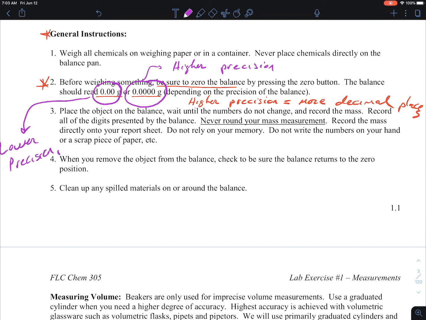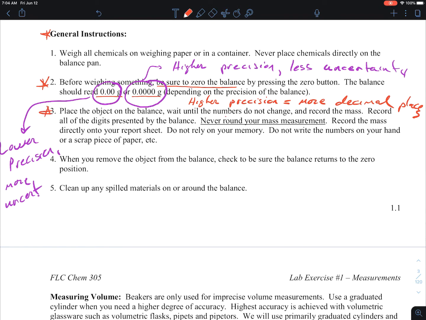I didn't use the word precision too much in lecture, but precision itself is a measure of uncertainty. Higher precision means less uncertainty. Lower precision means more uncertainty in the measurement. So watch out for the balances that are used in the experiment as Professor Oberth goes through the lab.